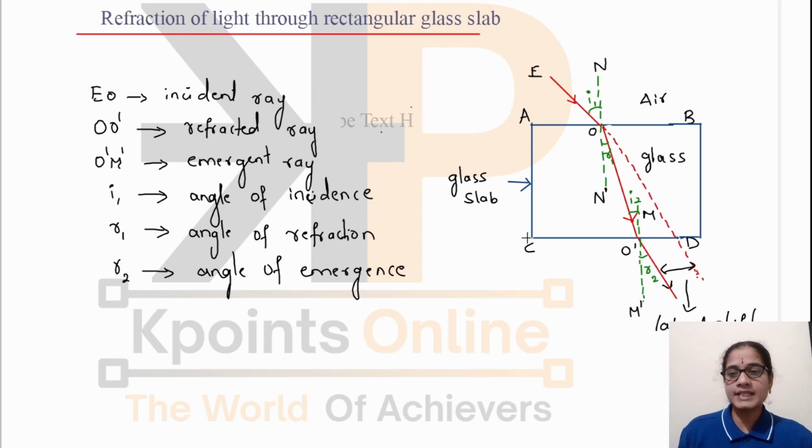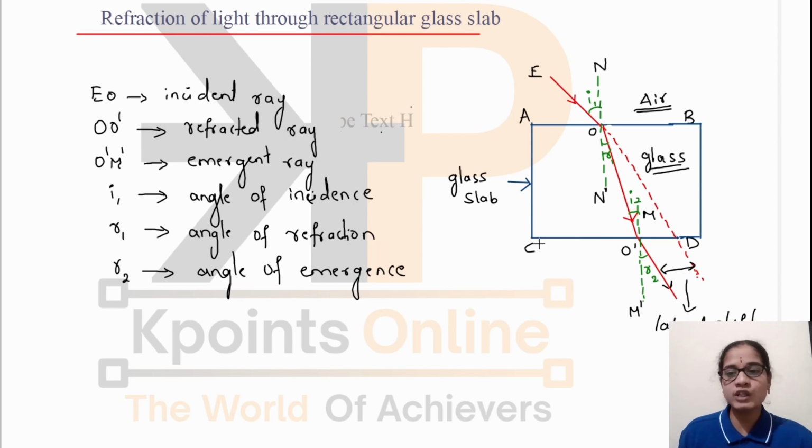This ABCD is a rectangular glass slab, and we are going to study refraction of light through this glass slab. Here EO is an incident ray falling on the interface between air and glass. Here is the air and this medium is glass. As the ray is incident on this glass slab, it gets refracted because of change in medium. So this OM is the refracted ray, and it moves along a straight line in this glass slab.